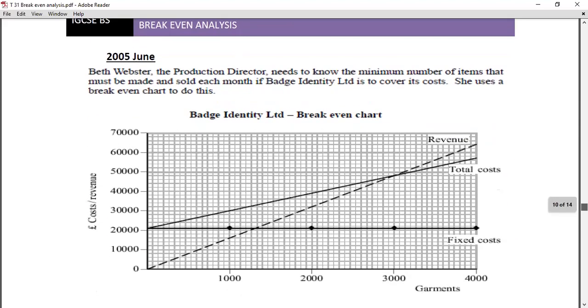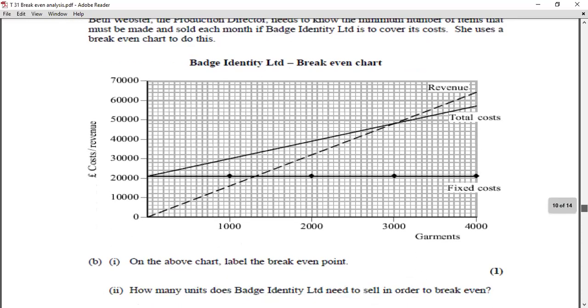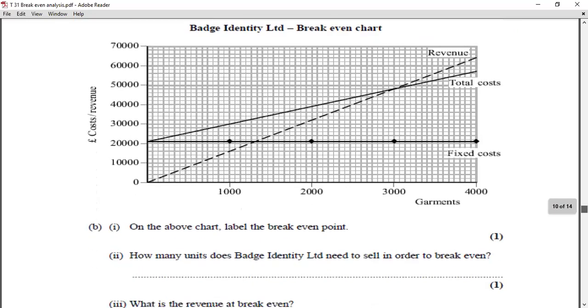2005 June, there's a question. Beth Webster, the production director, needs to know the minimum number of items that must be made and sold each month if the business is to cover its cost. She used a break-even chart to do this. So you can see total revenue here in the dotted line and the total cost curve here. Total cost and total revenue match here at about 3,000 copies, 3,000 items of garments. So here they're asking, on the above chart, label the break-even point.